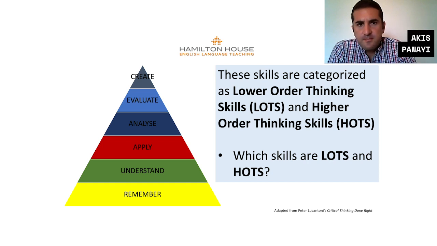Now, these skills, lower order thinking skills and higher order thinking skills, are categorized as such, as LOTS and HOTS, as we call them. So remember, understand, apply, analyze, evaluate, and create. These 6 skills apply to lower order thinking and higher order thinking. What I would like us to do is think which skills are lower order thinking and which skills are higher order thinking. Let's take a moment and think about that.